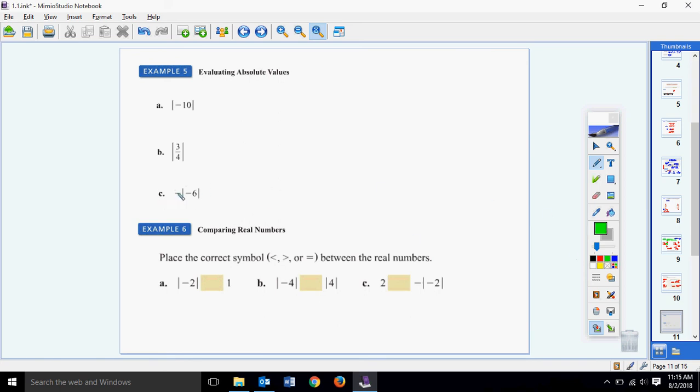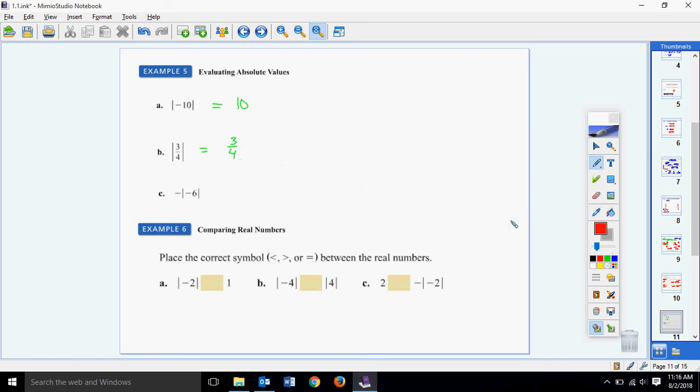What if I have a negative absolute value of negative 6? Well, we'll jump to that one later. Back up top, A and B, I want you to pause the video and find the absolute value for me. Okay, so for A, you should have gotten 10 because the absolute value of negative 10 is positive 10. It's 10 units away. Absolute value of positive 3/4 is 3/4. It's 3/4 units away. Now let's get to C.